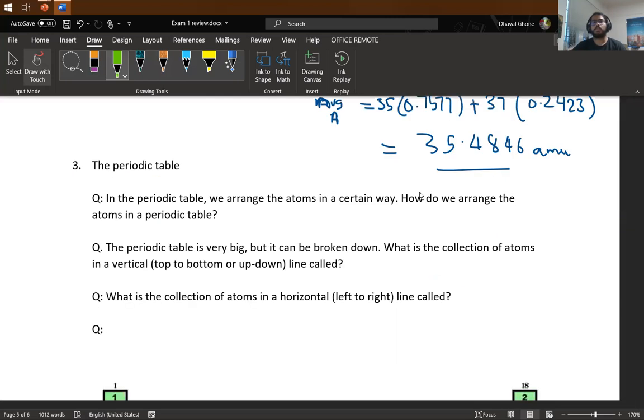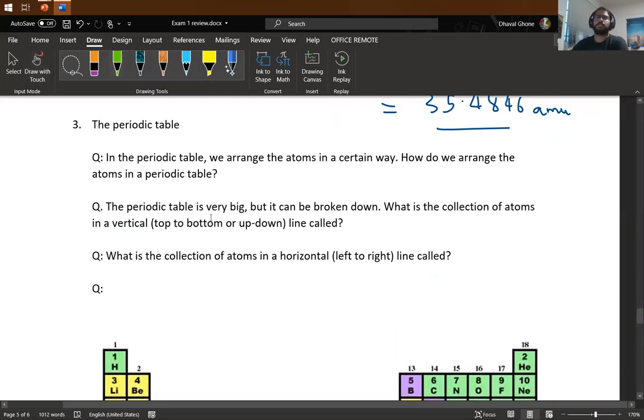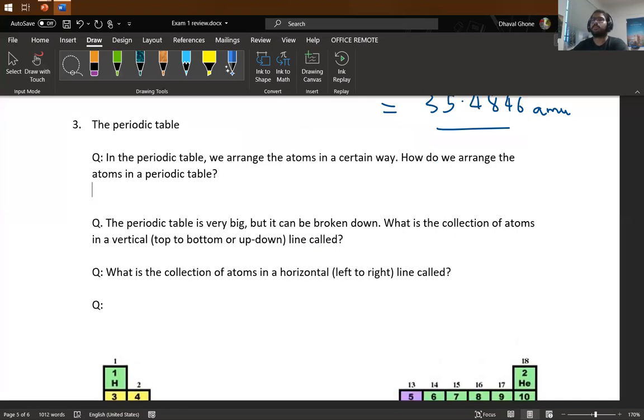Okay, moving on to the periodic table. This is also going to be a bunch of answers, me writing down the answers. So pause the video after every question and answer it real quick, and then come back to the video. So the first question is, in the periodic table, we arrange the atoms in a certain way. How do we arrange the atoms? So the thing I'm looking for here is, we arrange the atoms in the increasing order of the atomic numbers.